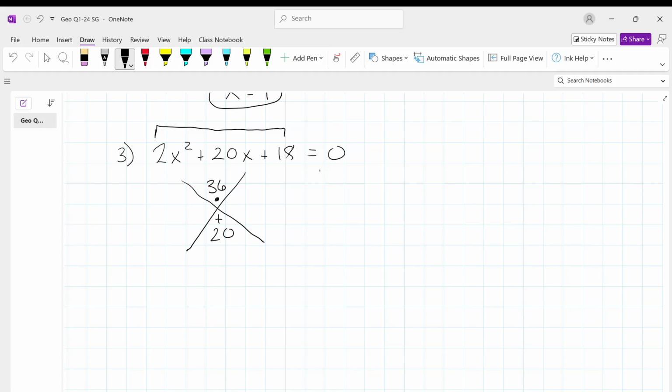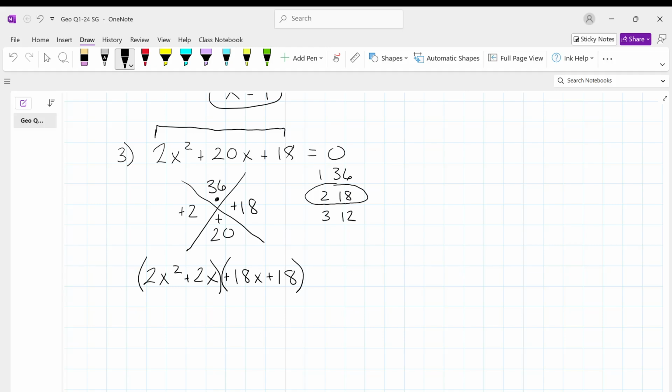Factors of 36, that's 1 and 36, 2 and 18, 3 and 12. I already see a pair right here, the 2 and the 18, right? So we go positive 2, positive 18, 2x squared plus 2x plus 18x plus 18. And then you group. And you factor each group.